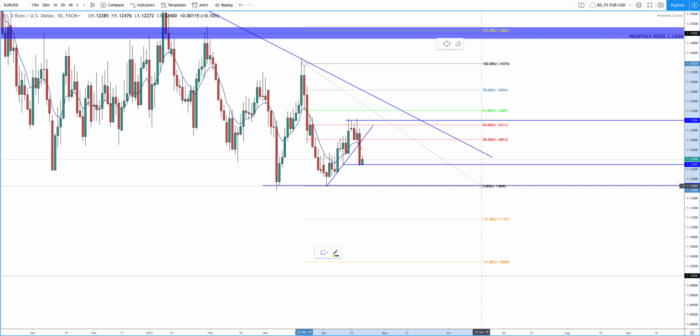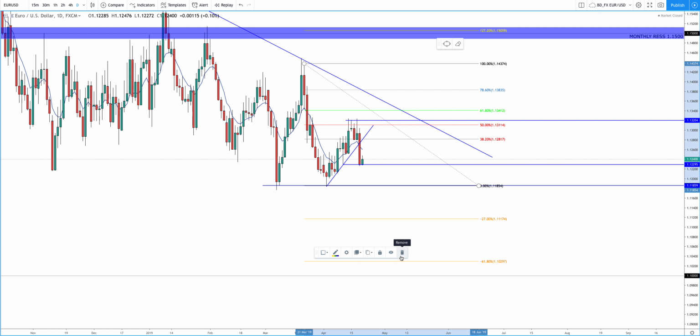You can see that we've rejected the 50% Fibonacci 1, 2, 3, 4 times. We've had that bearish engulfing. If we can continue to break through the support and then come down and break this very important support down here, then we could come a lot lower, all the way down to these levels down at 1.1120 and 1.1030 in the long term.